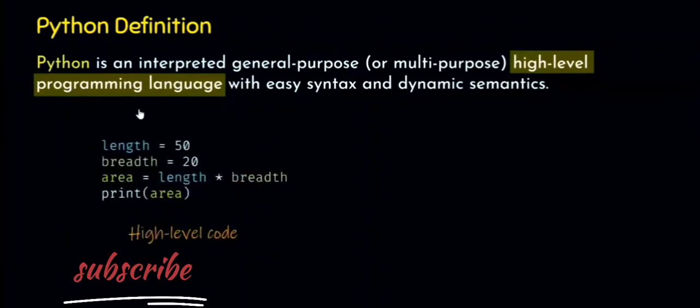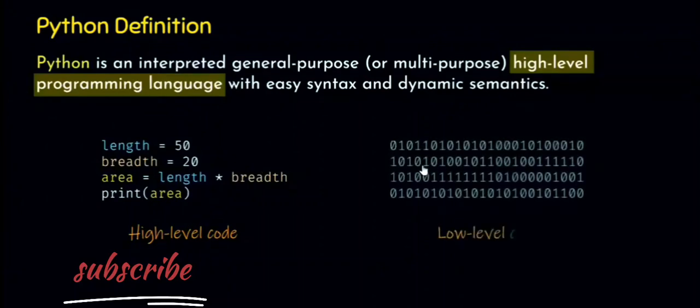This code is written in Python. This is a high-level programming language code. Here length is equal to 50, breadth is equal to 20, area is equal to length into breadth, and here we are trying to print area on the screen, which means that we want to print the area of a rectangle as area is equal to length into breadth. This is a high-level code. We humans can understand this piece of code.